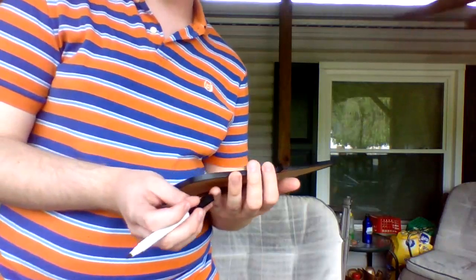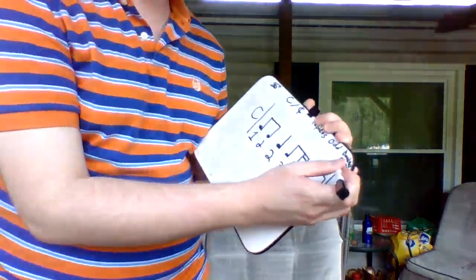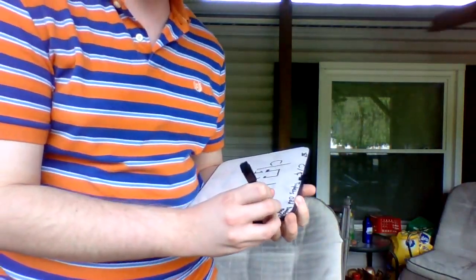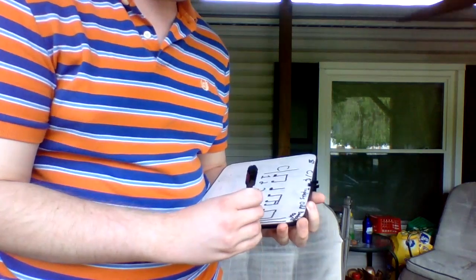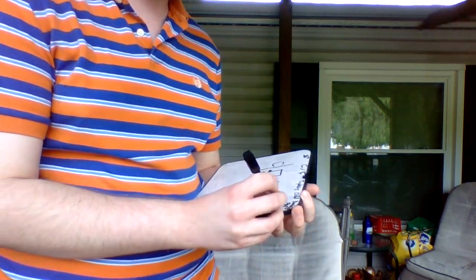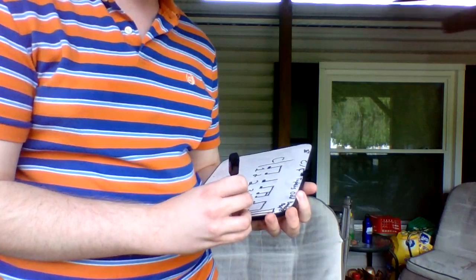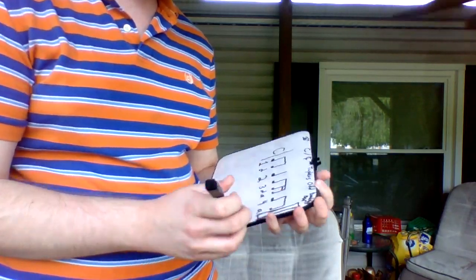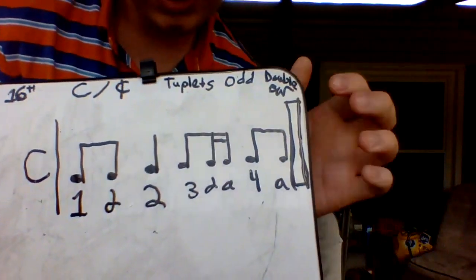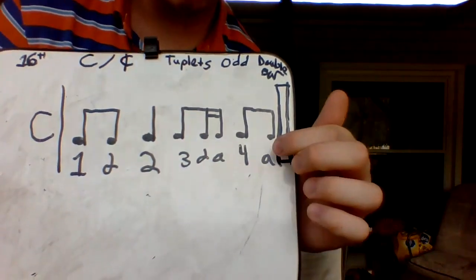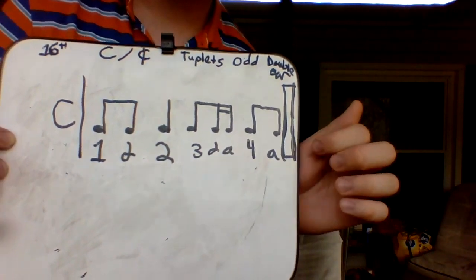Also with rhythm, at the end of a piece, oftentimes you'll see what's called a double bar. A double bar is basically, instead of just seeing the end of a measure, you'll see 2 like this. Instead of just 1 bar line, you'll see 2 bar lines. That means the end of a piece.